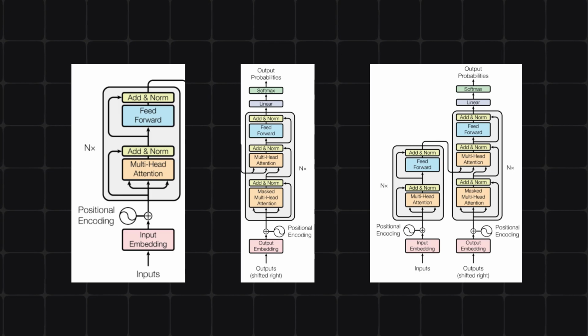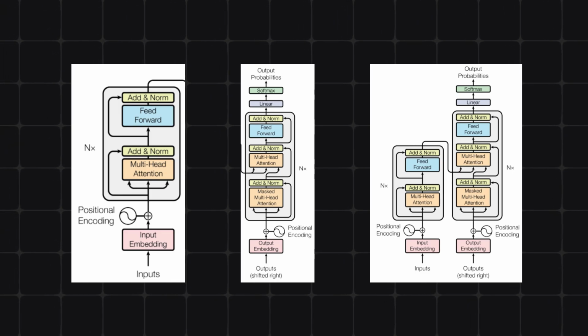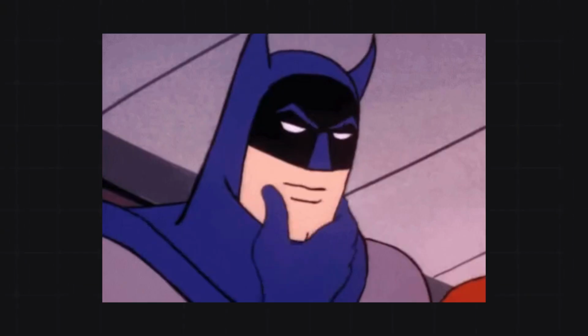To conclude, basically there are three types of transformers based on the architecture, and each one of them performs a unique kind of task. All transformer models are biased based on the dataset they are trained on.